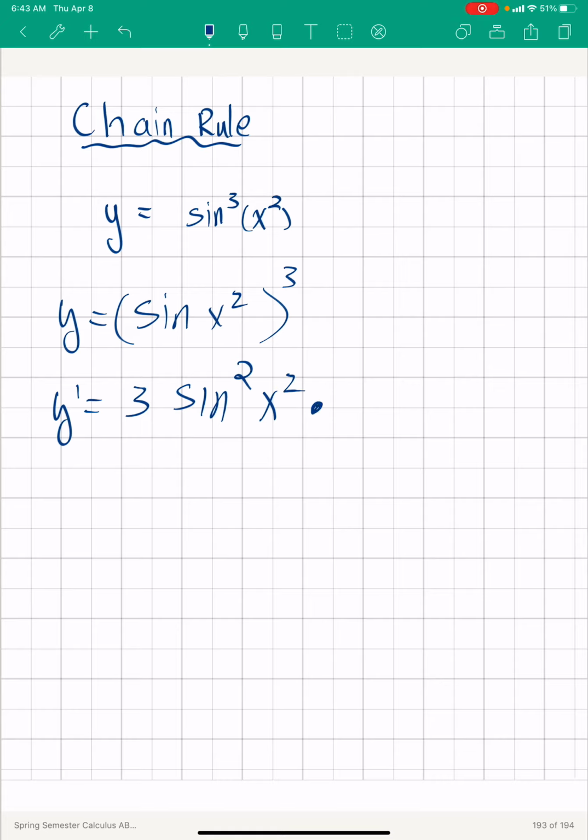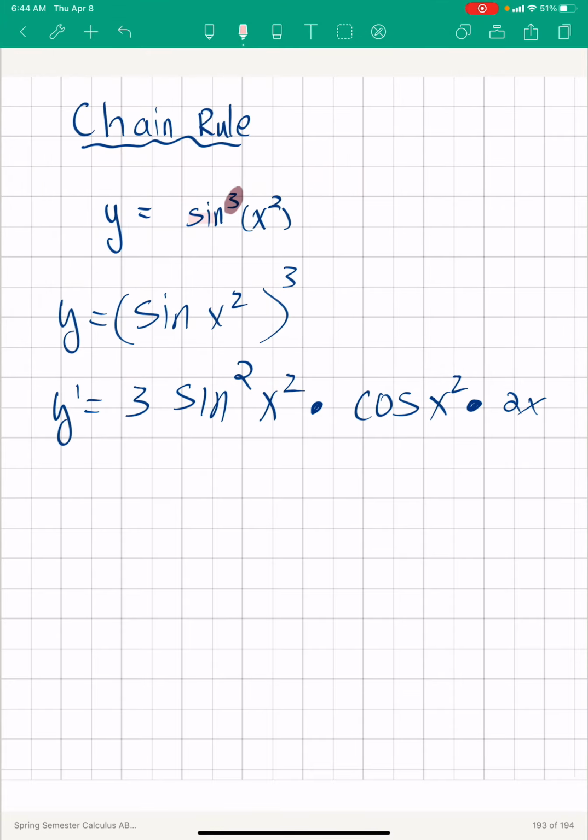times cosine x squared times 2x. Now let's check and make sure we didn't make a mistake. We have a cubed function.